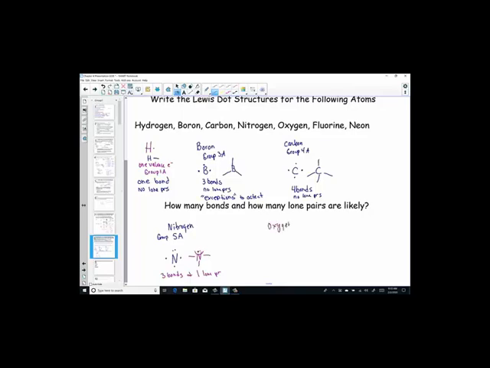Let's look at oxygen. Oxygen lives in group 6A, so it's going to have 6 valence electrons. When I think about what it is going to take to get oxygen 8 electrons, I can see that oxygen, with its 2 empty open spots, is going to form 2 bonds and keep 2 lone pairs.